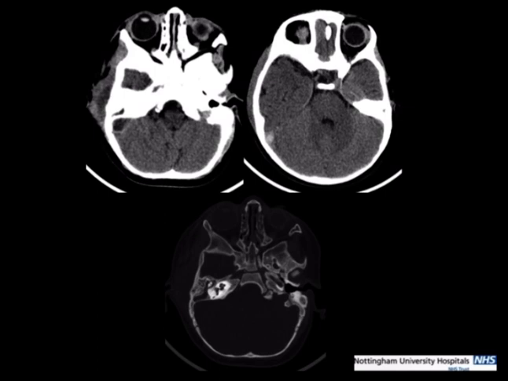You can see there's a subgaleal low-density collection. There's something going on here by the sigmoid sinus. It's low density. And then as you look further up on the brain windows, there's some high density in the sigmoid groove there. You can see that the mastoid air cells are diffusely opacified on the bone windows.